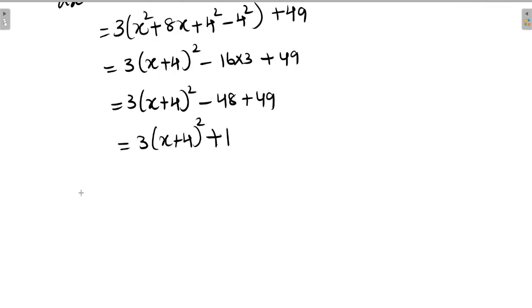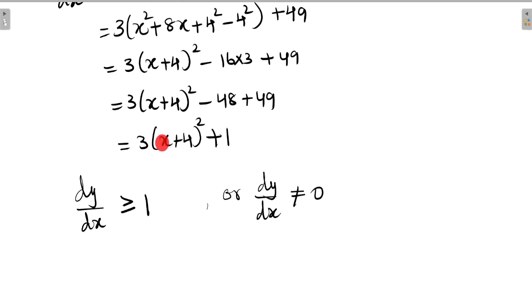Which is definitely not equal to 0, because dy by dx is greater than or equal to 1. Or you can write dy by dx is not equal to 0 also. How is it working? Even if this term is 0, plus 1 is anyway not equal to 0. So hence C has no stationary points.